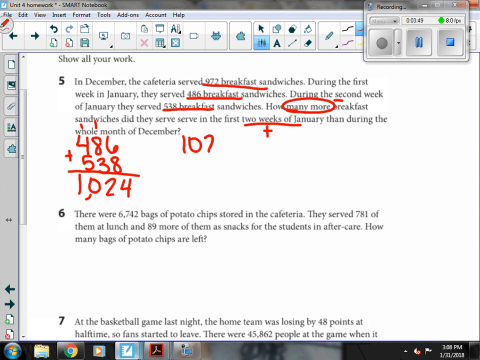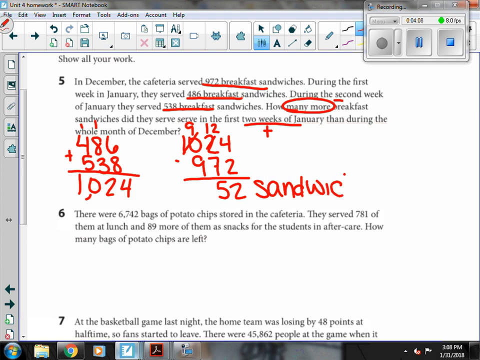Now I'm going to set up my subtraction problem. 4 minus 2 is 2. You can't do that, so we need to borrow. 12 minus 7 is 5, and 9 minus 9 is 0, so 52 sandwiches.